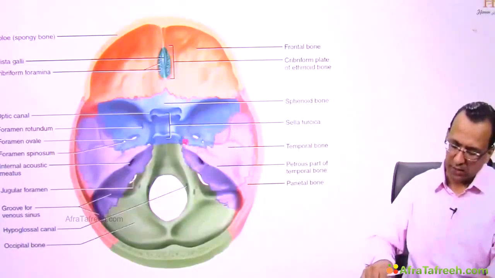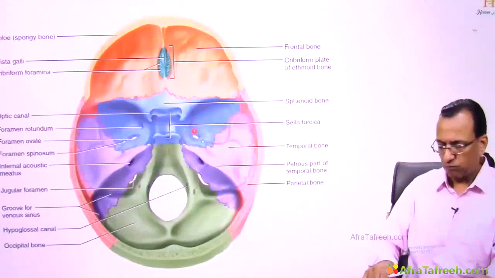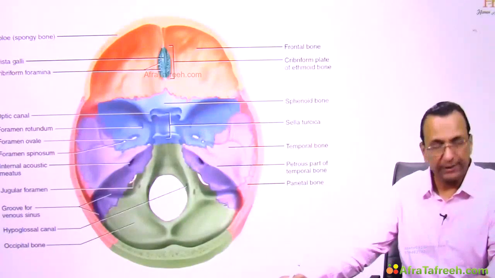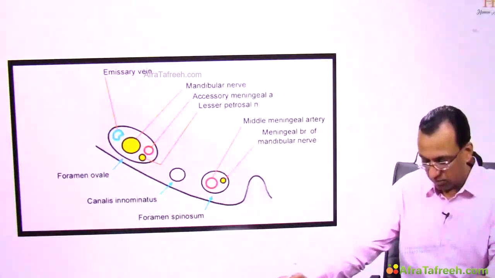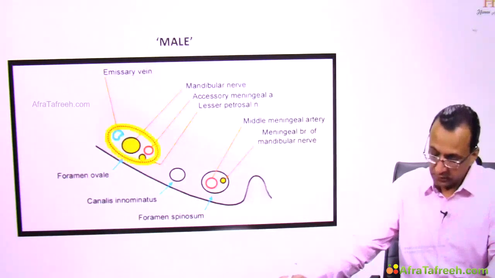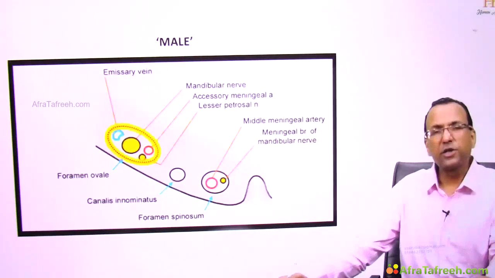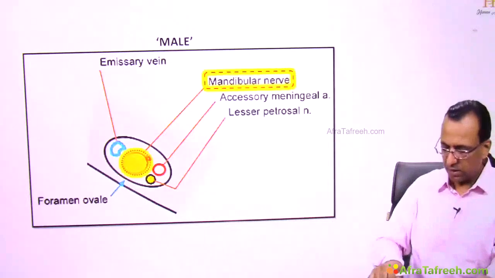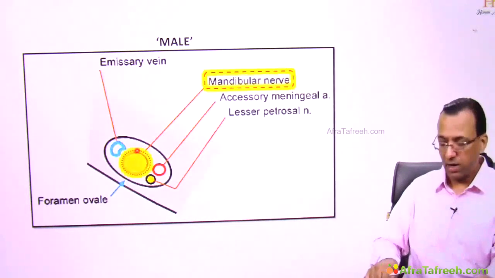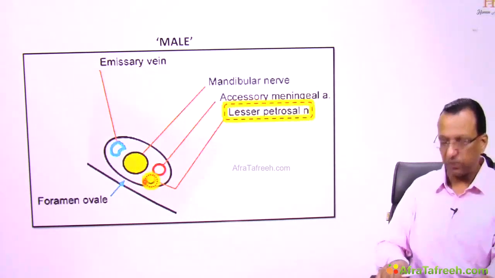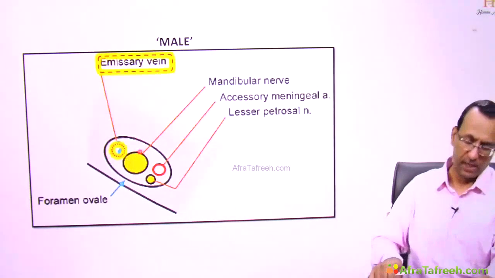So you want to look at the superior view of the middle cranial fossa, the openings in the greater wing of the sphenoid, with structures passing through. This is the diagram, magnified now. Let's talk about the MALE structures passing the foramen ovale. M is the mandibular nerve, a branch of the trigeminal. A is accessory meningeal artery. L is lesser petrosal nerve. E is the emissary vein. So these are the MALE structures.